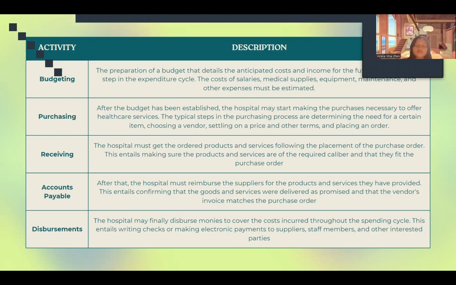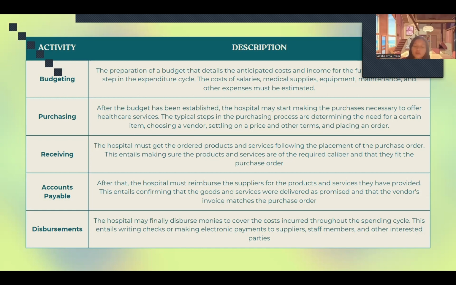Second one, we have purchasing. After the budget has been established, the hospital may start making the purchases necessary to offer healthcare services. The typical steps in the purchasing process are determining the need for a certain item, choosing a vendor, settling on a price and other terms, and placing an order. Next we have receiving. The hospital must get the ordered products and services following the placement of the purchase order. This entails making sure the products and services are of the required caliber and that they fit the purchase order.